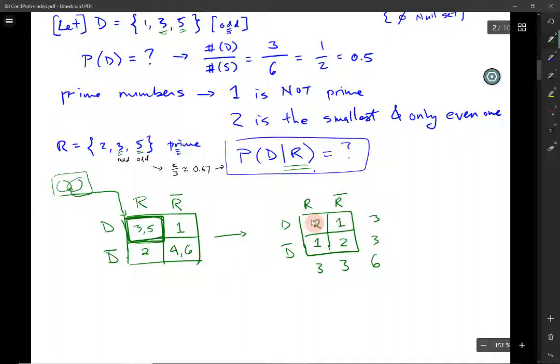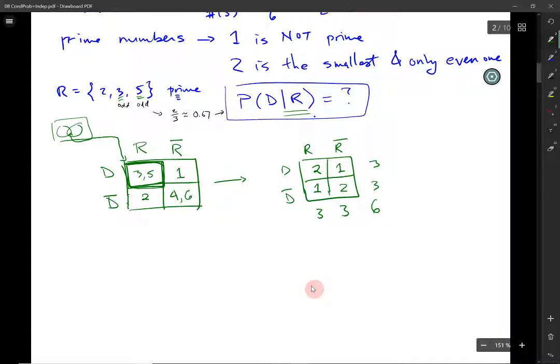Okay, and so you can use the contingency table to just spot the probability, right? You could look at it and say, okay, if R is not possible and these events are now gone, then the probability that it's odd, given that it's prime, is really 2 out of 3. So you can actually see it from the contingency table. You can spot it, right?